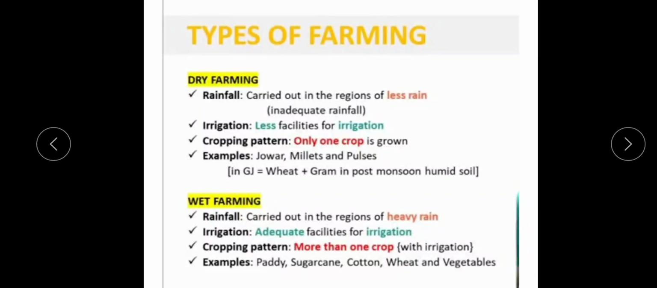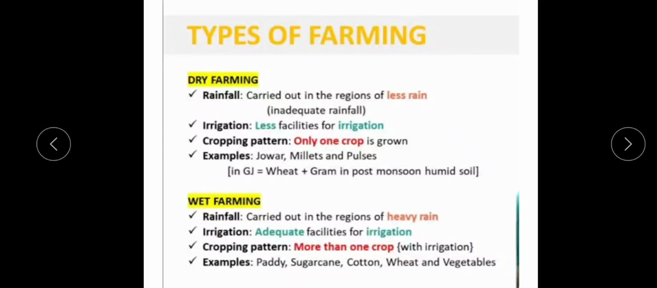So in short, dry farming is the farming which is done using the moisture accumulated within the land. Therefore, it is called dry farming. Now talking about wet farming. Wet farming is the farming which is carried out in areas receiving heavy rainfall or adequate irrigation facilities. Therefore, it is called wet farming. Under wet farming, two crops are taken.